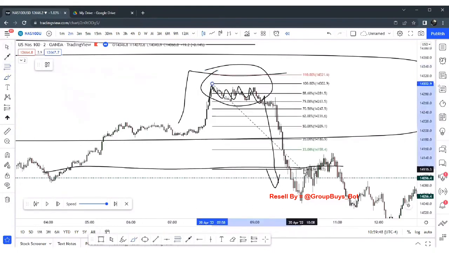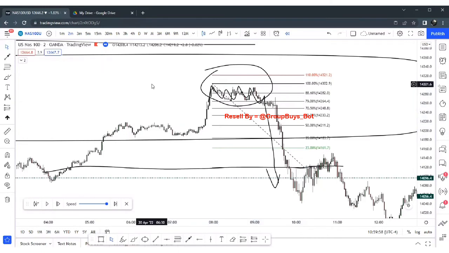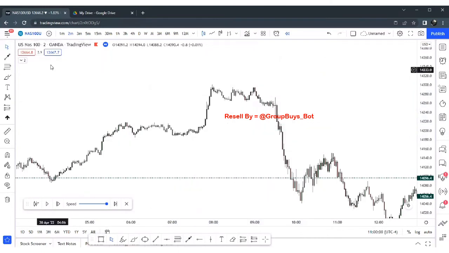Set the fib just to see. TP at the 23 would have been hit. Stop loss at the 110, not violated. Let's go ahead and look for some more.